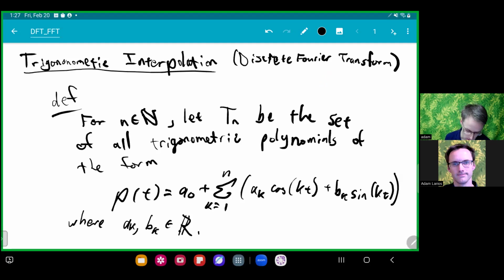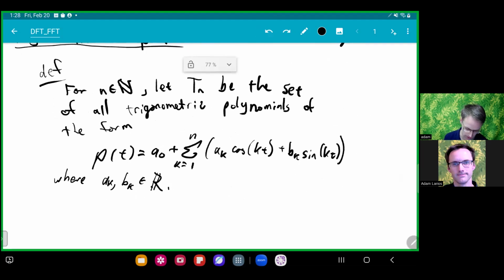trigonometric interpolation first. So for some positive integer n, we'll let capital T sub n be the set of all trigonometric polynomials of this form. A trigonometric polynomial just means we have real valued coefficients in front of sines and cosines at different integer valued frequencies. Well, I guess integer valued wave numbers. Of course, there are many generalizations of this.